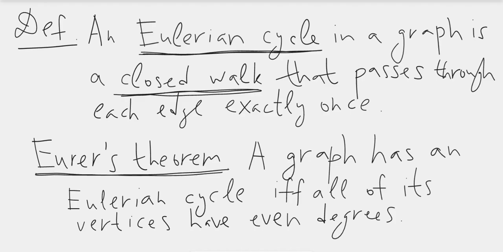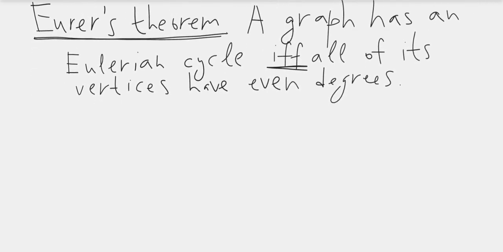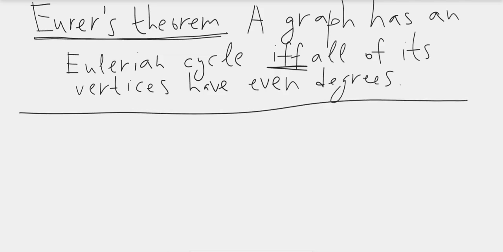So whatever. The main result is Euler's theorem, which says that a graph has an Eulerian cycle if and only if, so this is in both directions, if and only if all of its vertices have even degrees. Okay, so let's consider the proof. First let's prove in this direction.